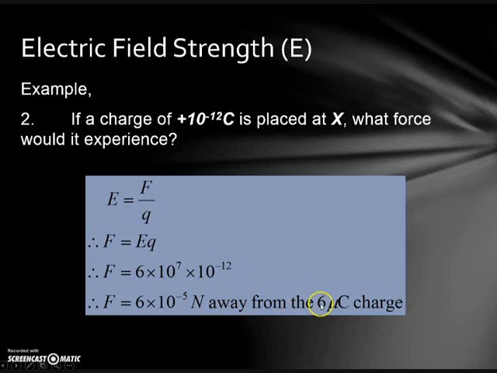And it's going to be away from the 6 microcoulomb charge, again because this is positive. It's going to be in the same direction as the field around this one. Remember, the lines came out, so it's going to be moving away from it. If this was a negative 10, then it'd be going towards, because a negative charge goes opposite, or anti-parallel, to the field lines around our initial charge.